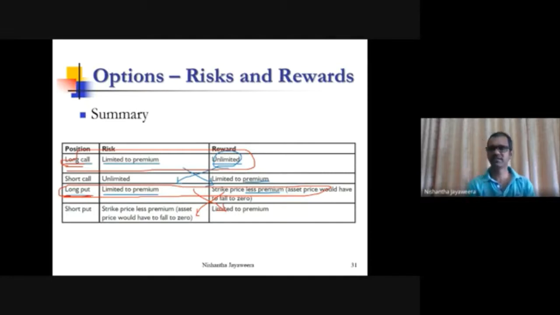It's like in any other transaction. If the buyer makes a profit, what would happen to the seller? He's losing. So the same concept can be applied here.